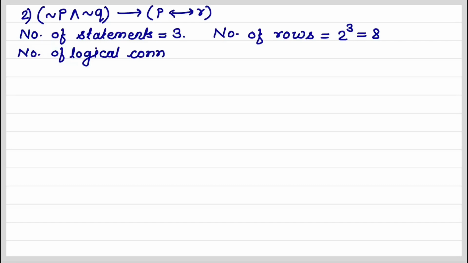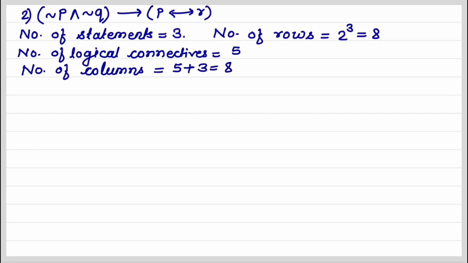And how many logical connectives are there? See, 1, 2, 3, 4, 5. Five logical connectives are there. Therefore, number of columns is equal to number of logical connectives plus number of statements, which is equal to 8. Let us prepare the truth table.